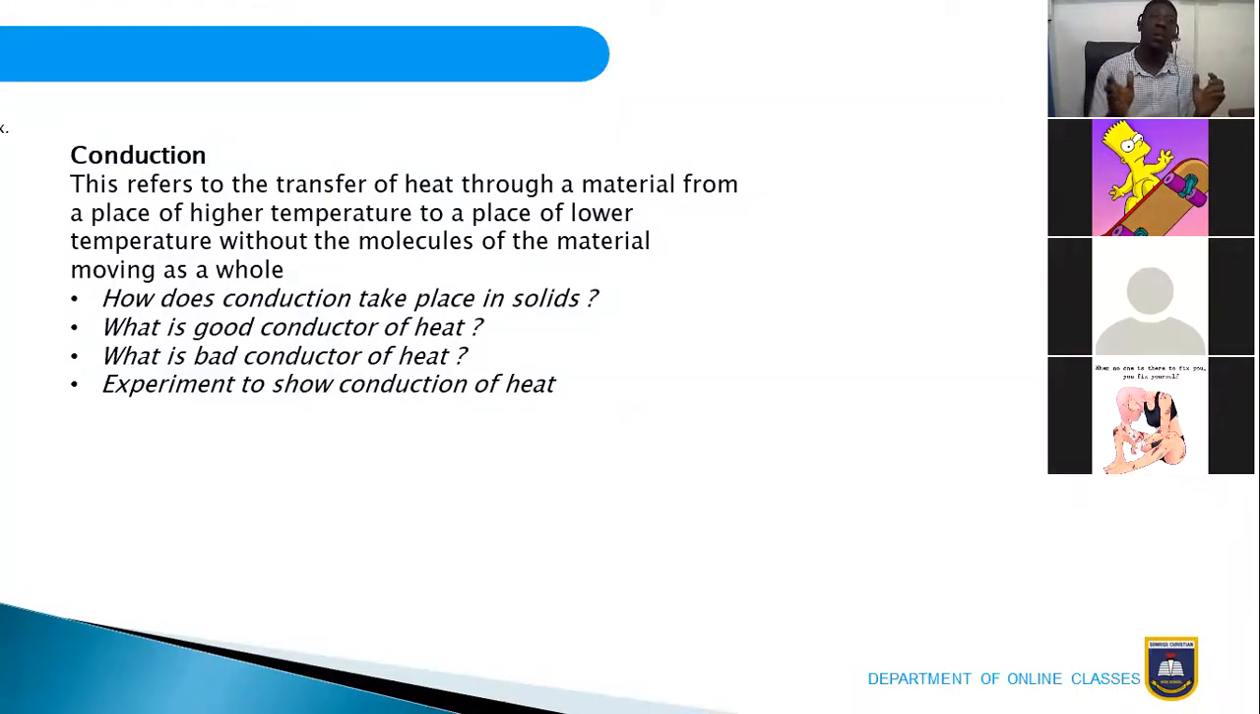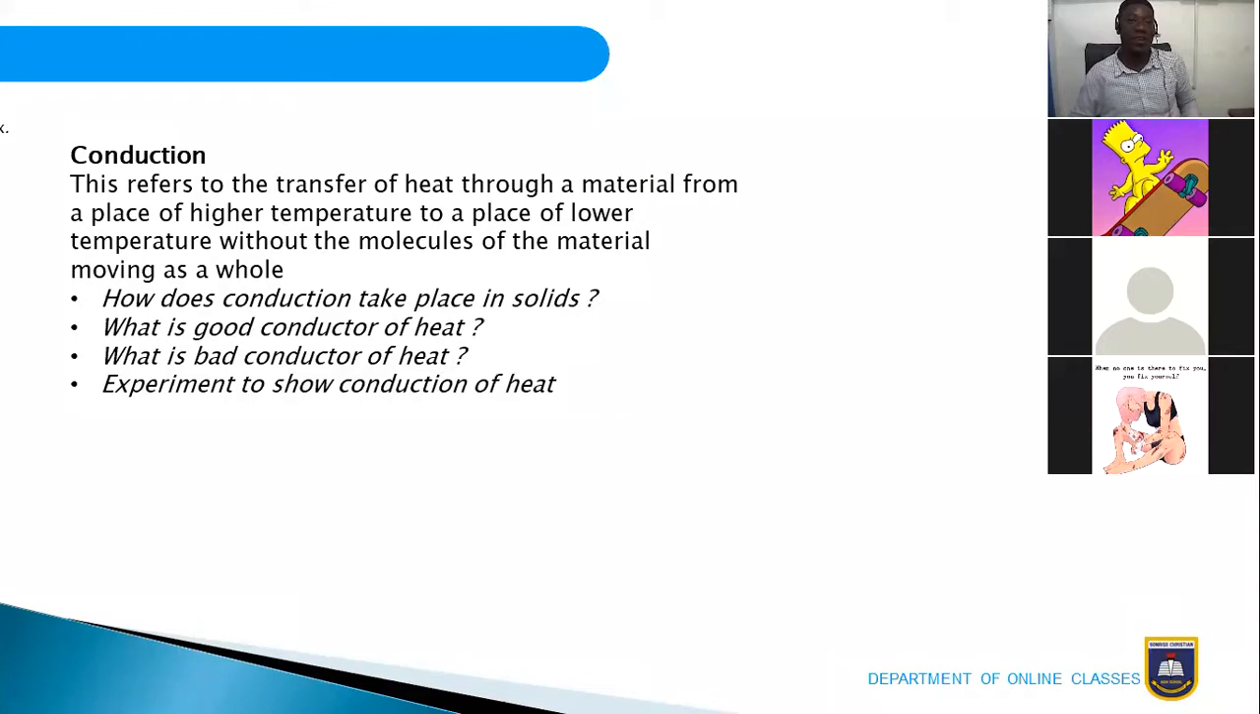The material does not move as a whole, but there is heat transferred from a higher temperature region to a region of lower temperature. So that's basically what happens in conduction. That's one method of heat transfer. So it refers to the transfer of heat through a material medium from one place of a higher temperature to a place of lower temperature without the material moving as a whole. Make sure that is included in your definition. Without the material moving as a whole.